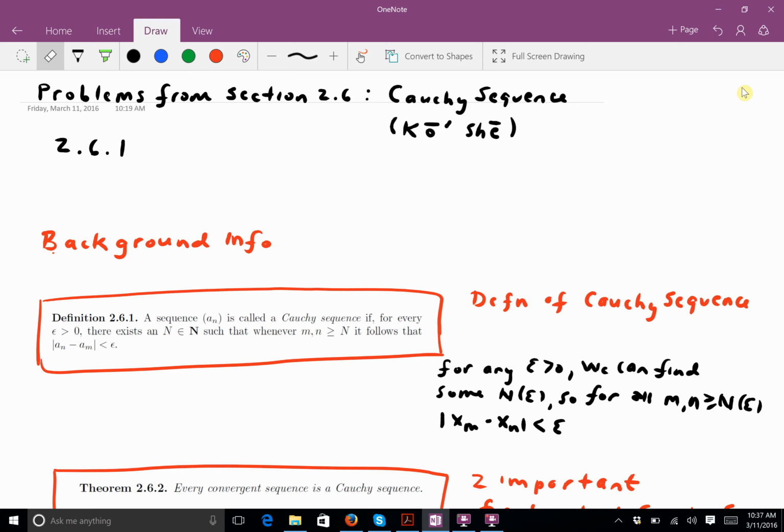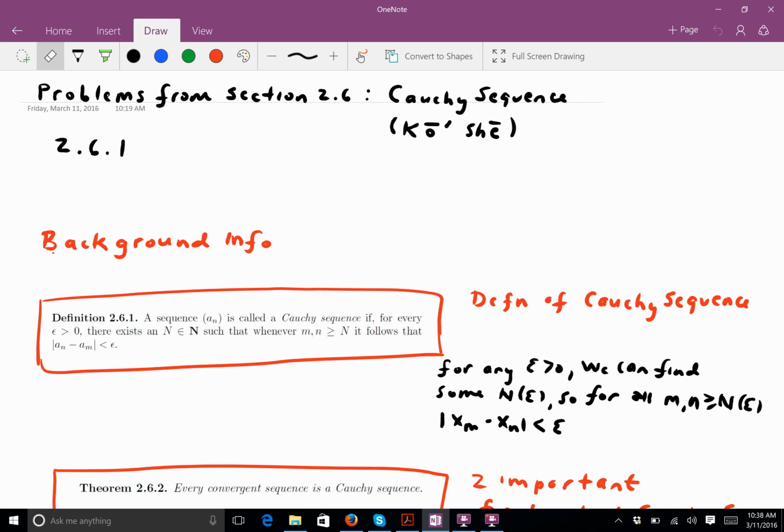The C is like a K, long O, ko, shi, and the accent's on the ko part. He's a very famous French mathematician. And there's only one problem, but this is an important concept, so I'm going to go through it. There's not a lot to do. First, we have to look at the definition.